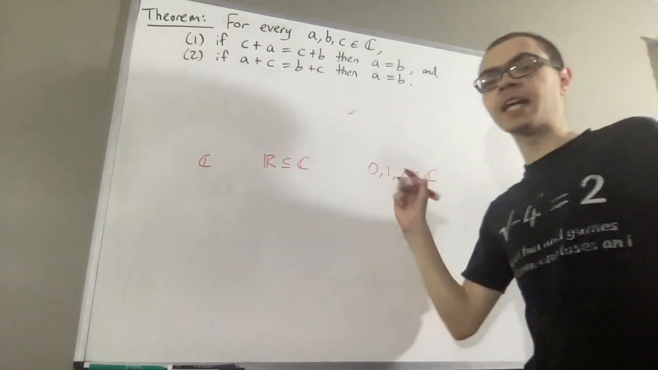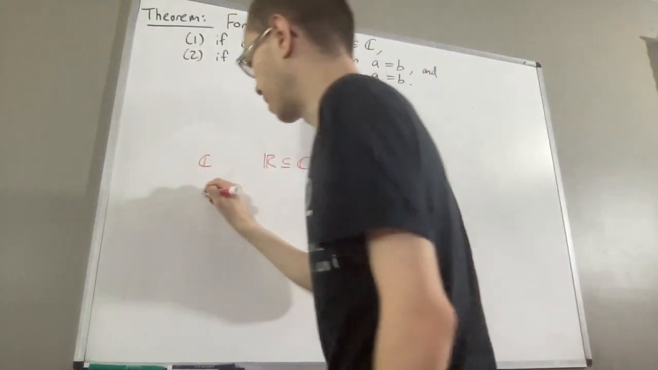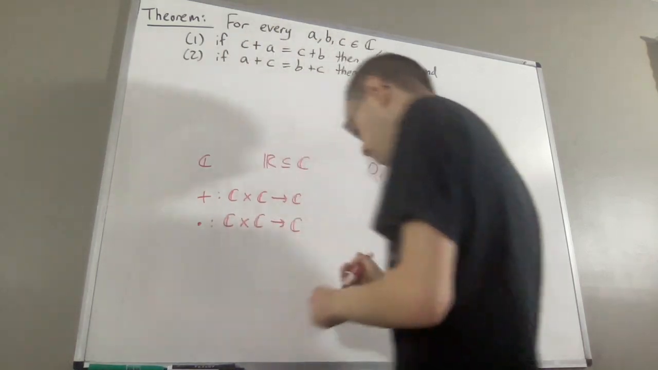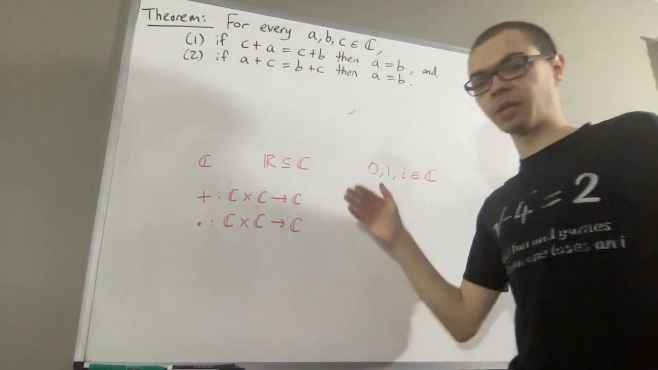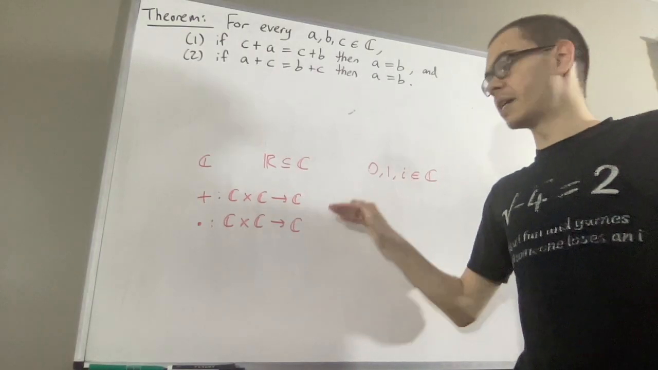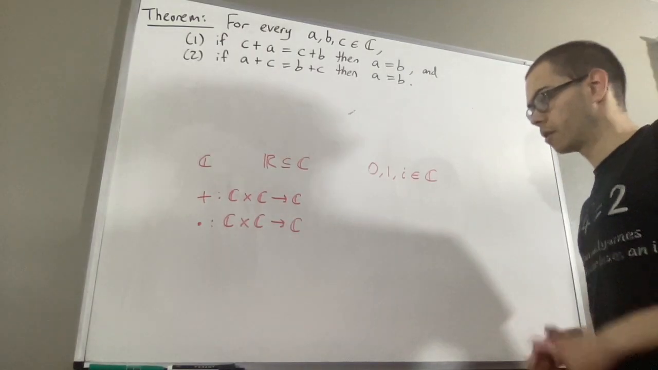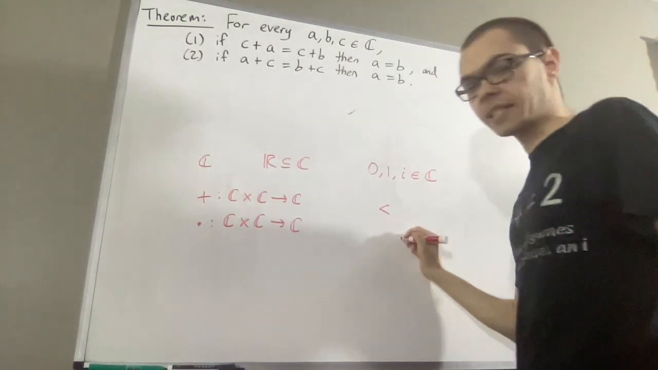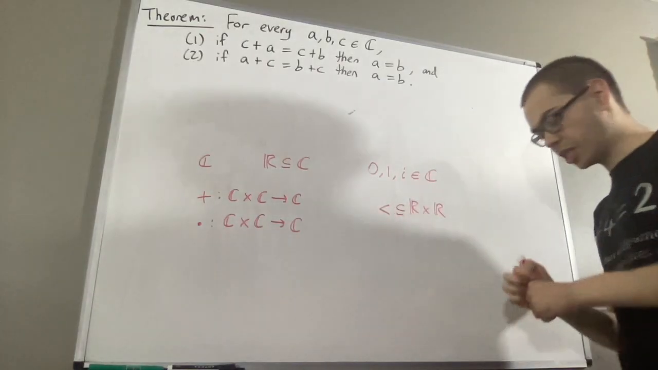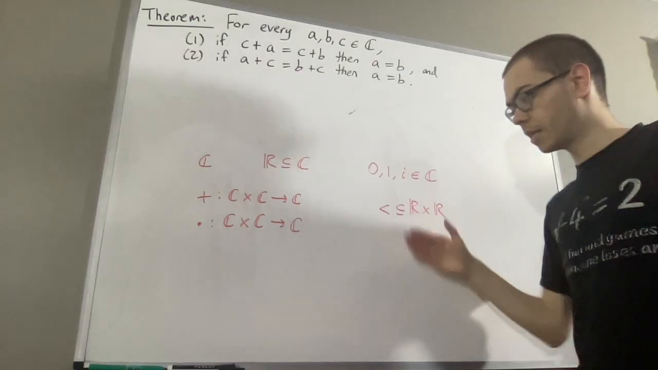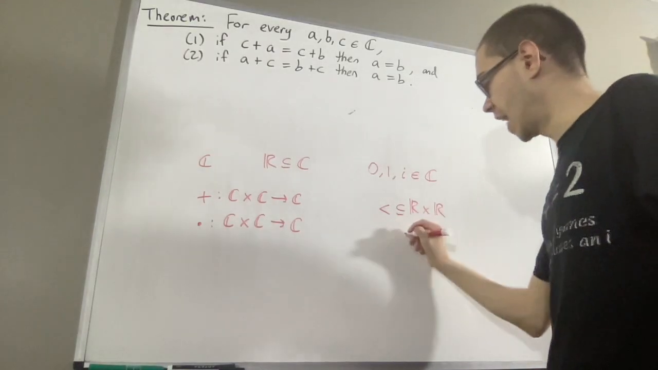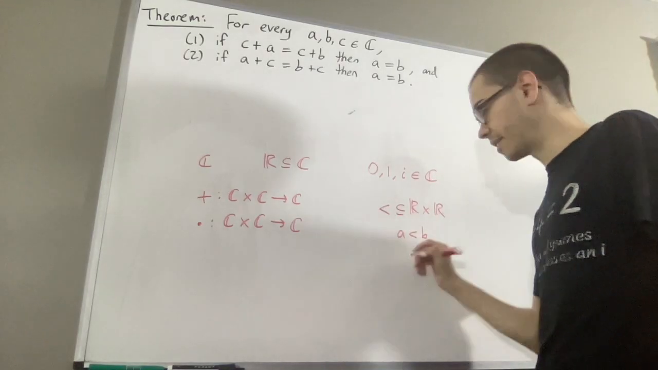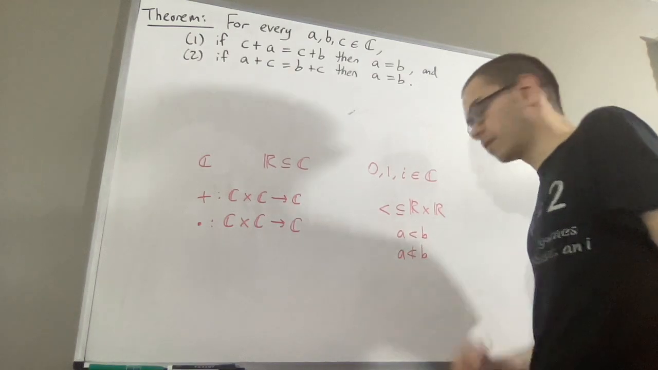We are given two binary operations on the set of complex numbers: addition and multiplication. So, given any two complex numbers a and b, a plus b is a complex number, and a times b is a complex number. And finally, we are given a relation on the set of real numbers called the less than relation. So, given any two real numbers a and b, it might be the case that a is less than b, and we write that like this. Otherwise, a is not less than b, and we can write that like this.